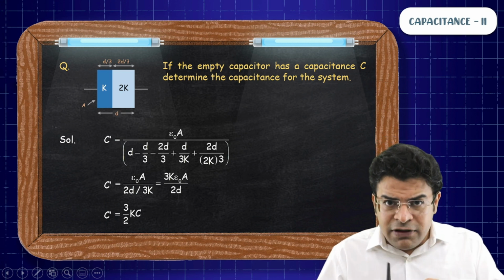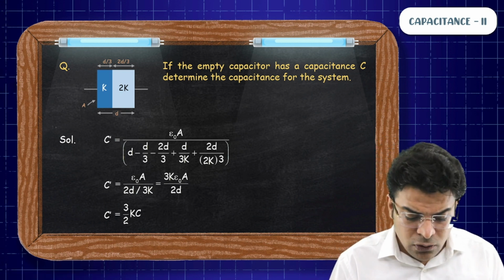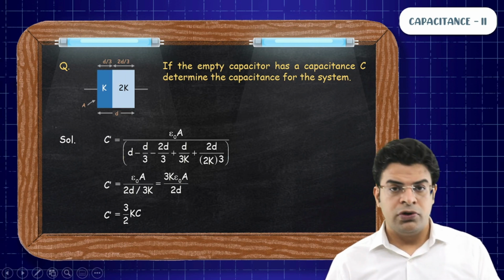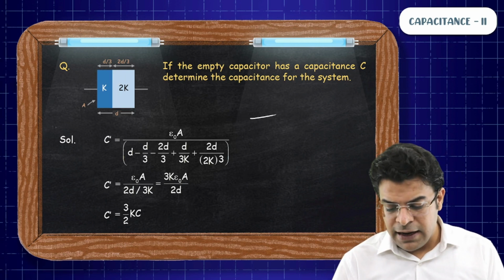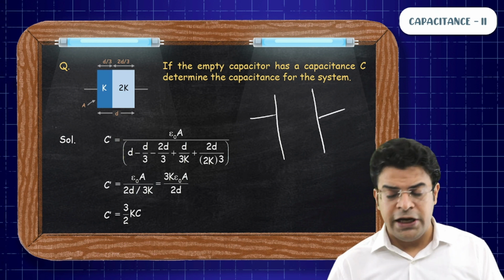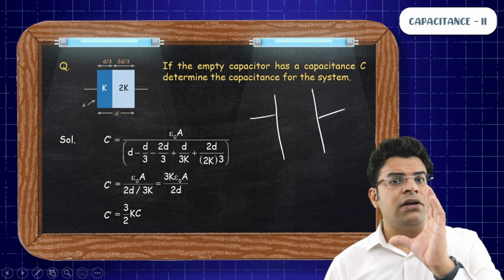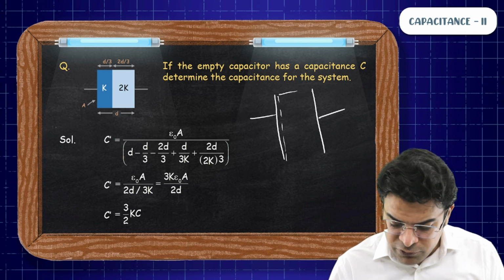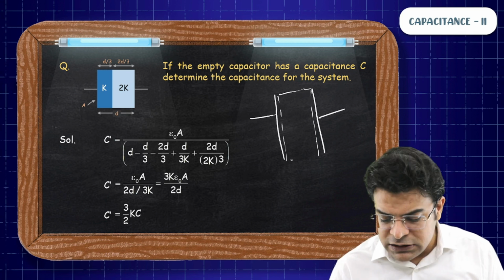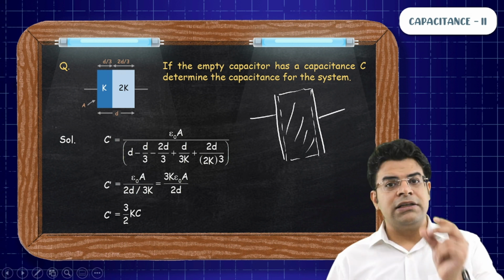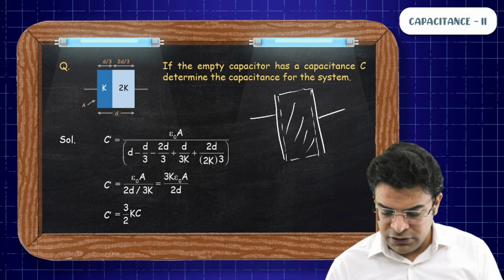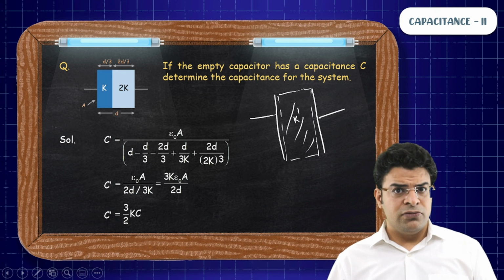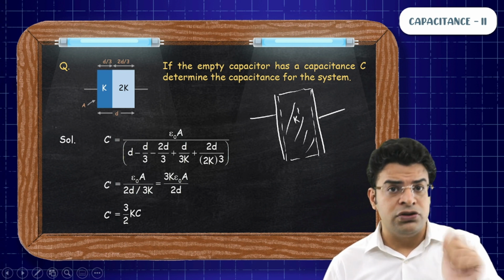Now they might even ask you, what is the equivalent capacitance of these two? How to write? You will say that rather than filling it up with two mediums of two different dielectric constants, I should fill it up with a single medium of how much dielectric constant to get the same equivalent capacitance. So let's fill it up with K dash. This K dash will be the equivalent of these two.